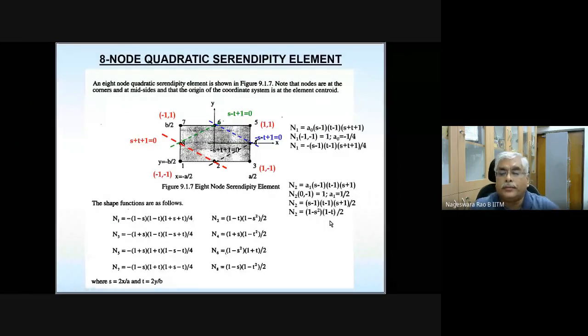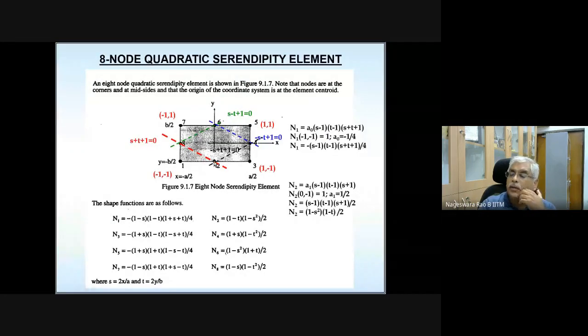So please say N2. N2 is the middle node here, mid-side node. N2 should be equal to 0 at the locations 3, 4, 5, 6, 7, 8, and 1. And for N2, it's very straightforward. I should include equation of this line connecting 3 and 5, this line connecting 5 and 7, and this line connecting 7 and 1. What is the equation of line connecting 3 and 5? S minus 1 is equal to 0. And equation of line connecting 7 and 5 is T minus 1 is equal to 0. And equation of line connecting 7 and 1 is S plus 1 is equal to 0, or S is equal to minus 1.